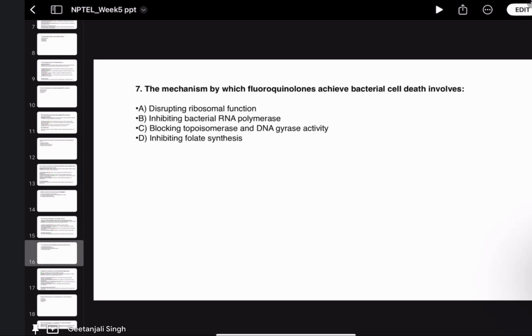The mechanism by which fluoroquinolones achieve bacterial cell death involves: A. Disrupting ribosomal function. B. Inhibiting bacterial RNA polymerase. C. Blocking topoisomerase and DNA gyrase activity. And D. Inhibiting folate synthesis.